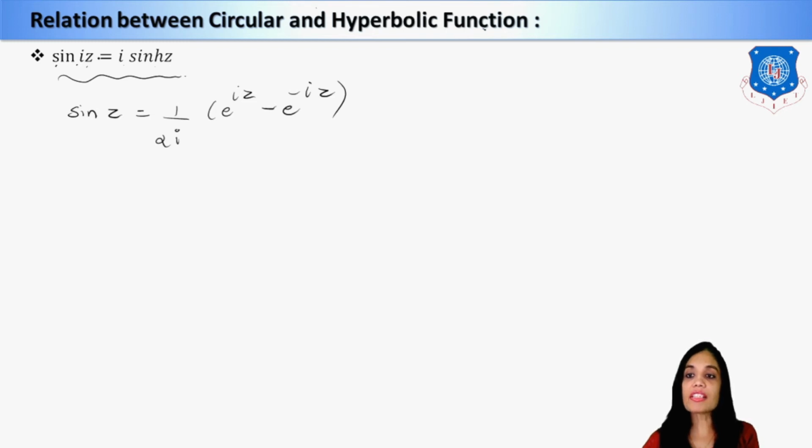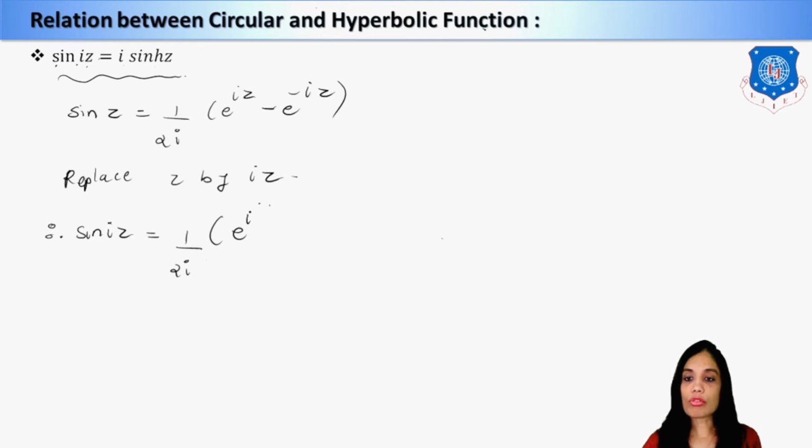Sin iz. So I will replace z by iz. On replacing, we will get sin iz is equal to 1 upon 2i, and in brackets we will get e raised to i of iz minus e raised to minus i of iz.